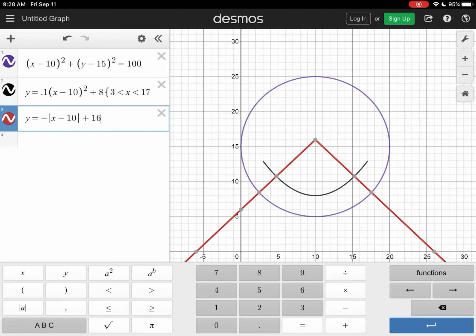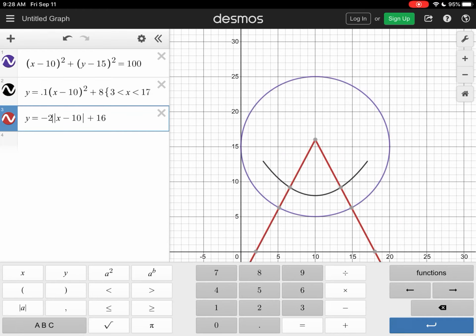Another thing I'd like to do is make it a little narrower. I think it's kind of a wide nose right here. I'd like it to be a little narrower, a little pointier. So I'm going to multiply by a number in front of the absolute value, and I want to choose a number larger than 1 to make it narrower. So I could do 2, I could do 3, it depends on how narrow I want it to be. I kind of like the looks of 2.